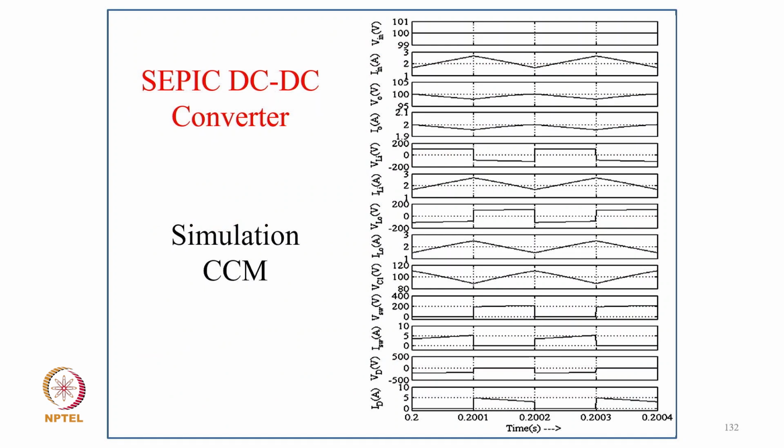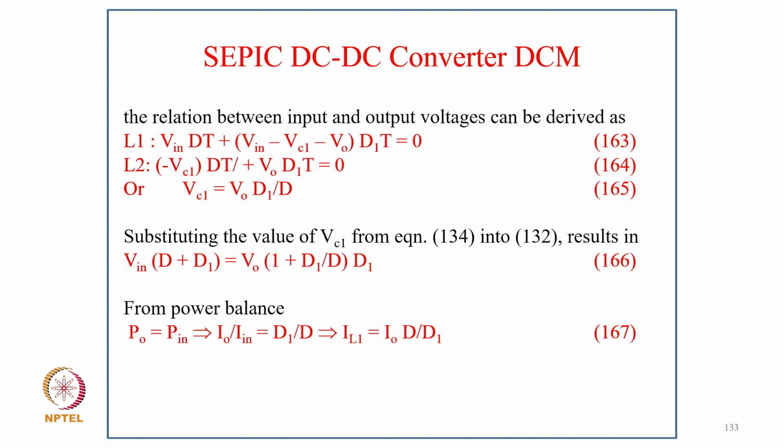So these are the typical waveforms in continuous conduction mode of the SEPIC DC-DC converter. As you can clearly see here, we have input voltage, input current, output voltage, output current, then input inductor current, output inductor current, and then capacitor voltage, energy transfer, switch voltage, switch current, and diode voltage.